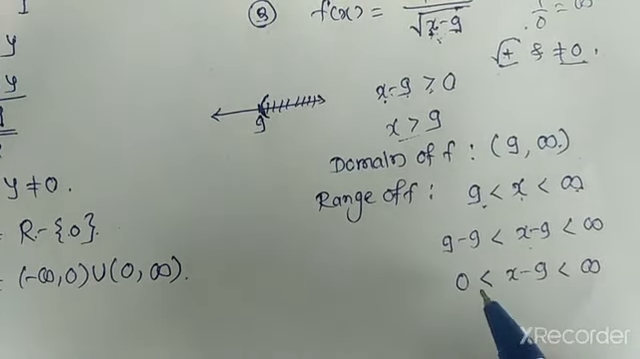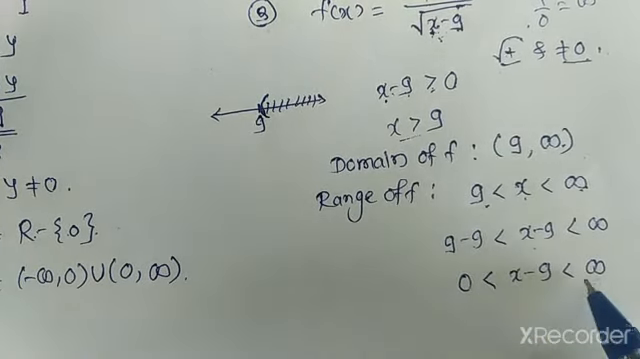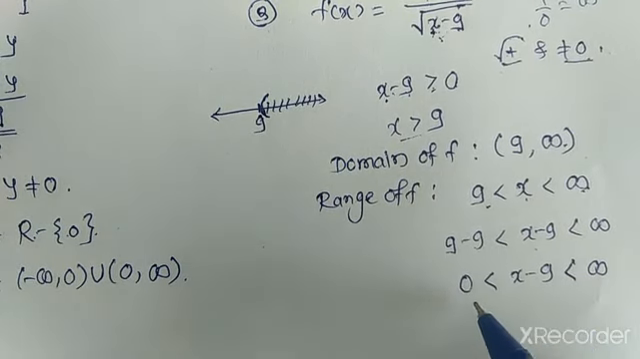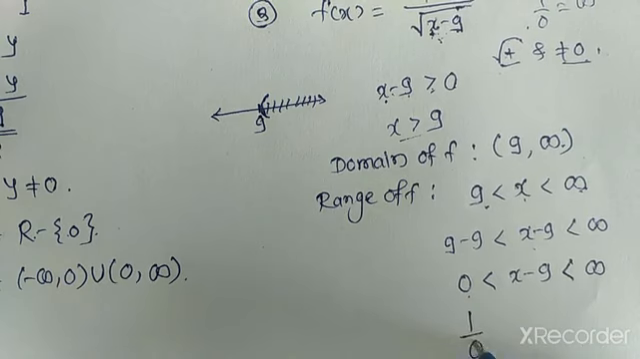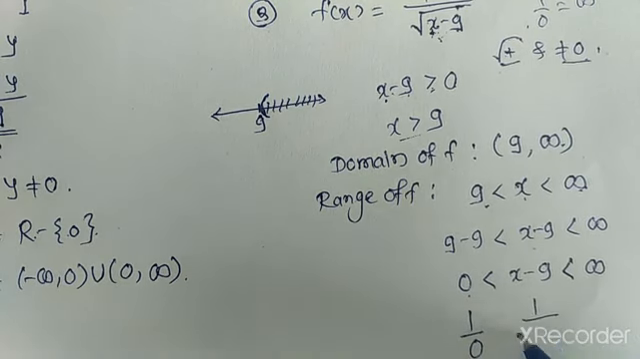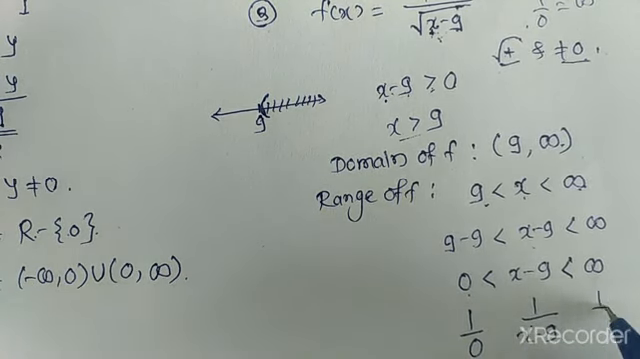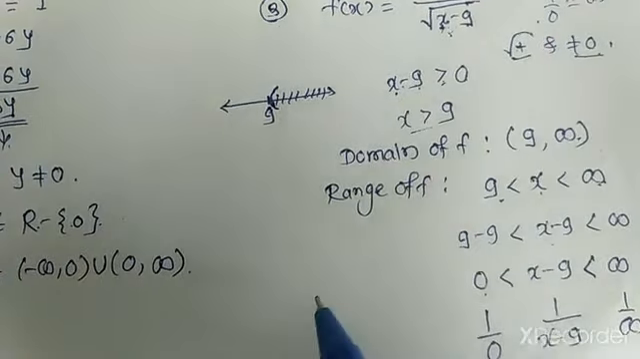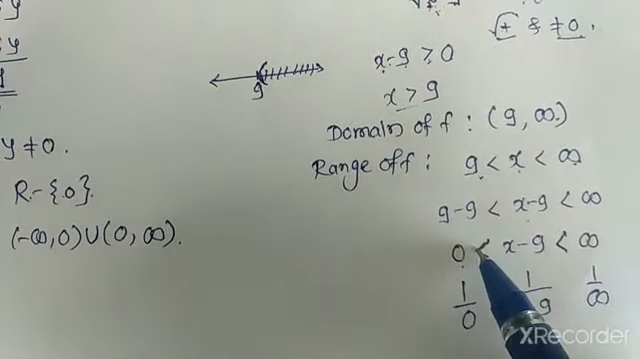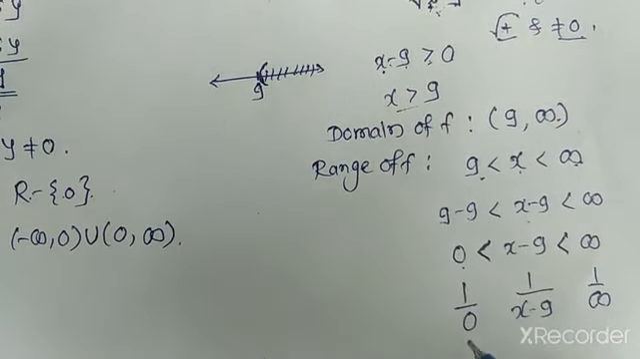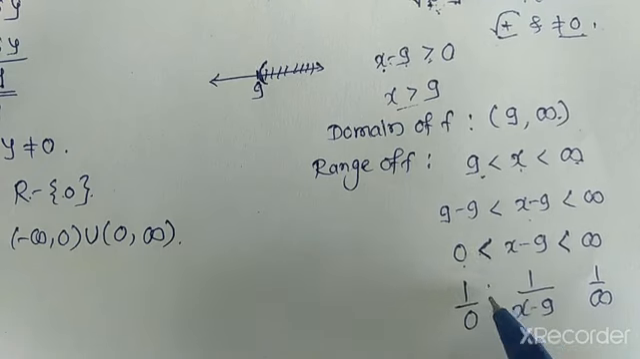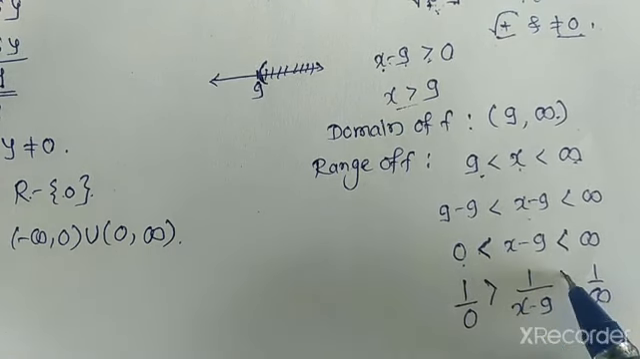Now we take the reciprocal. So we can write 1 upon 0, 1 upon x minus 9 and 1 upon infinity. Now you know that if we are taking the reciprocal, our less than sign is taken as a greater than. Here it was less than, it should become greater than and greater than.